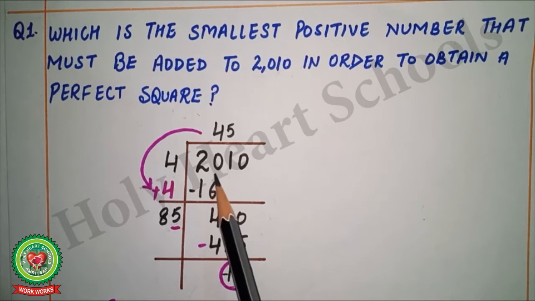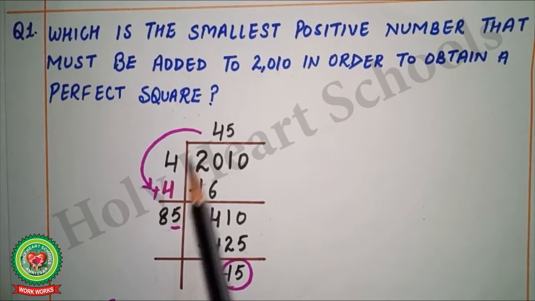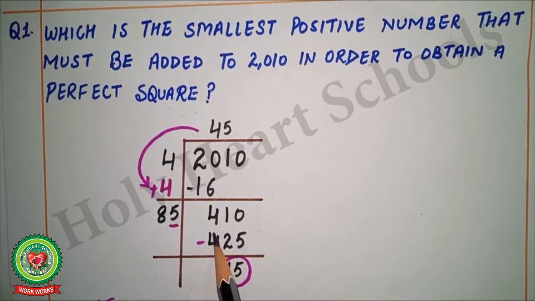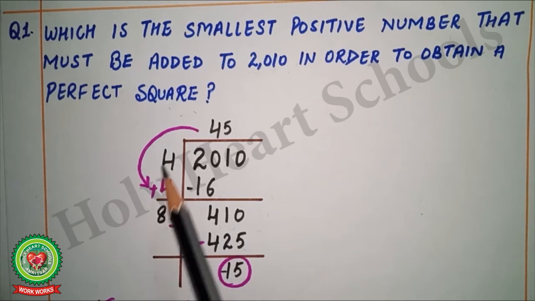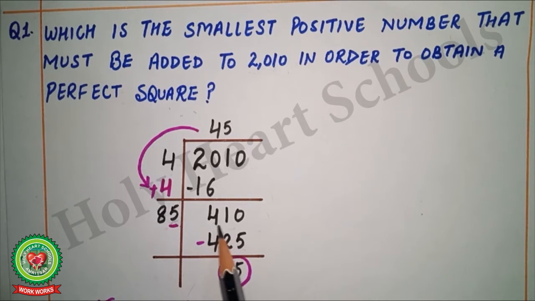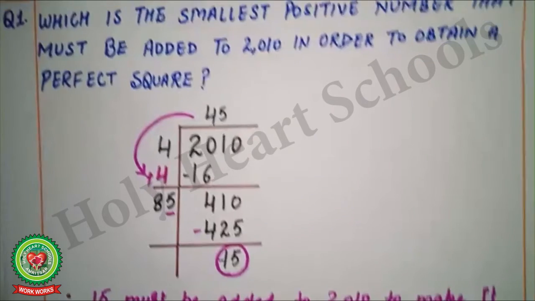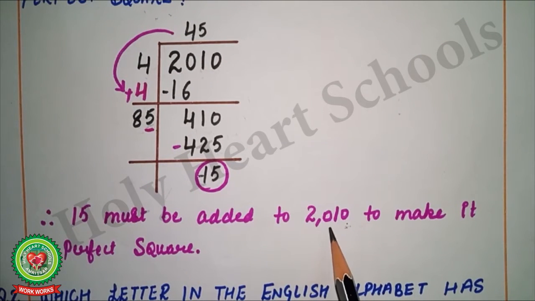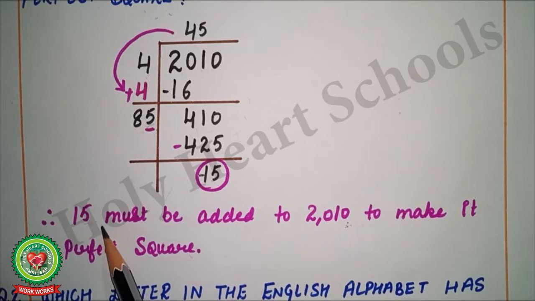So here, firstly, we will have 4, and 4 4s are 16. So 20 minus 16 will be 4. From here, we will get down this 10 over here. Now 4 plus 4, 8. And here we will get a number which is near to 4010. So here we are getting minus 420, right? After subtracting it, we will get here minus 15. So now, because 15 is less, that means 15 must be added to 2010 to make it a perfect square. So here the answer would be 15, right?